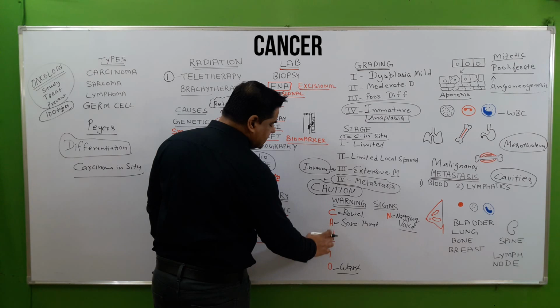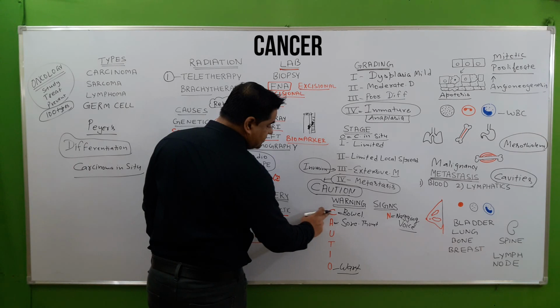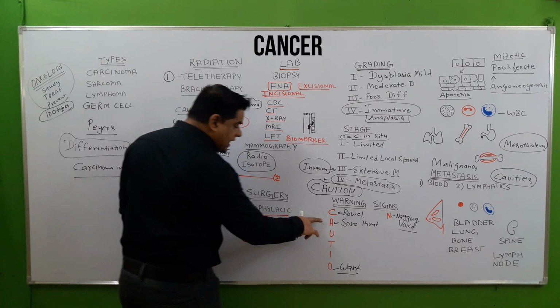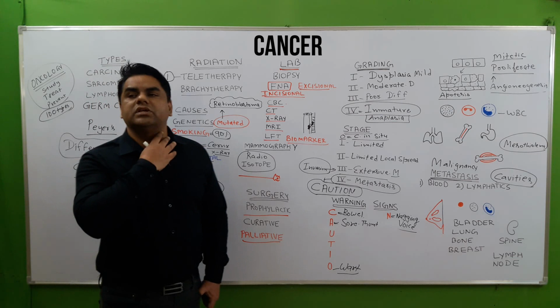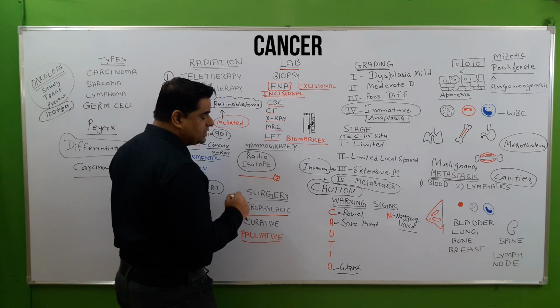So let's begin. First is warning sign C, from the word caution. First is C, change. Change in what? Bowel movement and bladder movement. A stands for a sore throat. A sore throat can indicate cancer of the lymph nodes present in the neck region. Thyroid cancer can be there. Trachea cancer can be there. And change in bowel and urinary bladder movement can show colon cancer. It can be urinary bladder associated cancer.